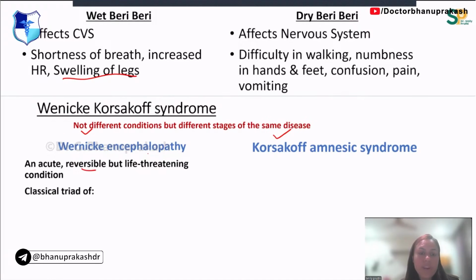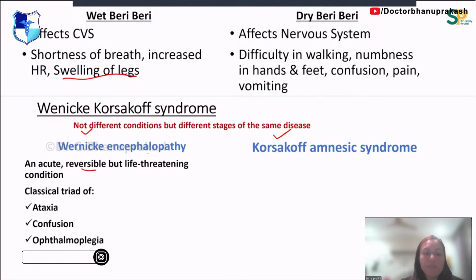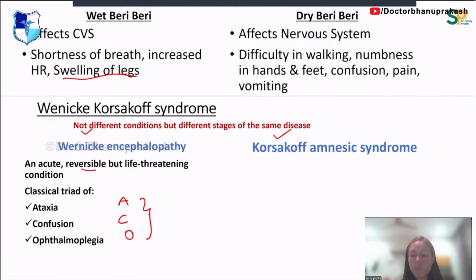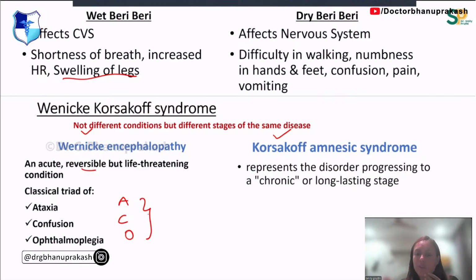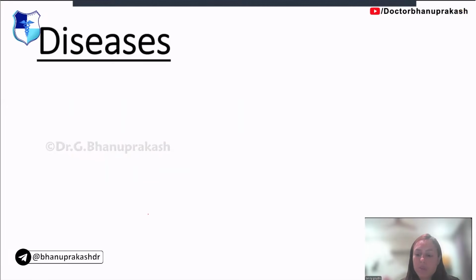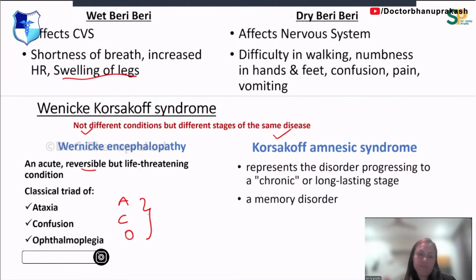Wernicke encephalopathy has a classic triad of ACO: ataxia, confusion, and ophthalmoplegia. Do remember this triad of ACO. Then Korsakoff represents the disorder progressing to the, as I told you, chronic or long-lasting stage. It's a memory disorder, right? Amnesia, right? So again, this one slide.